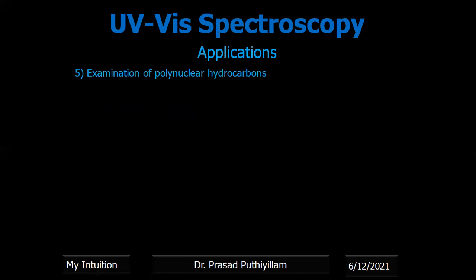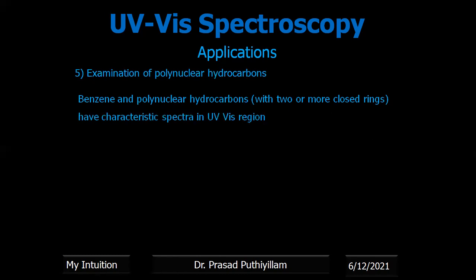Now, examination of polynuclear hydrocarbons. Polynuclear means two or more closed rings are present. Benzene and polynuclear hydrocarbons have characteristic spectra in the UV region because, again, conjugation is there, with alternate single and double bonds, and aromatic nature, so pi to pi star transitions are possible. And if it contains any heteroatom, then n to pi star is also possible.